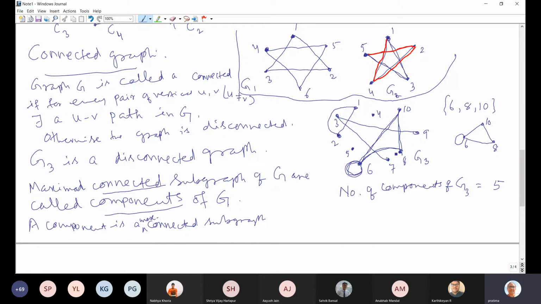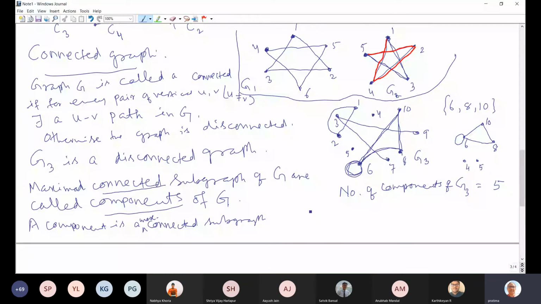So if you put 4 and 5 in the same component, this is not a connected subgraph, right? You don't have a path from 4 to 5. So this is a disconnected one, and they will not belong to the same component. Therefore, the number of components of G3 is 5.